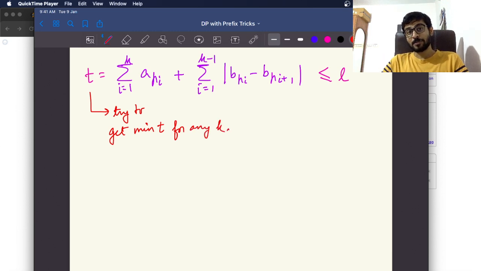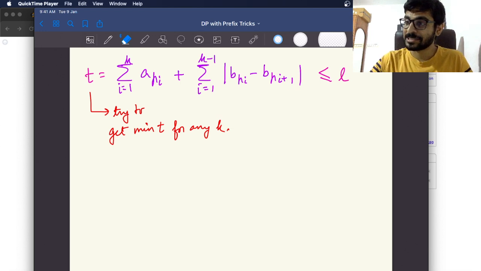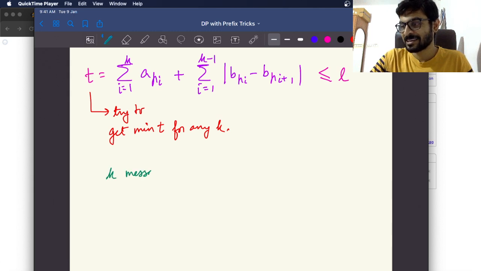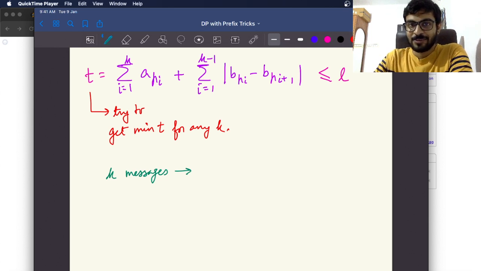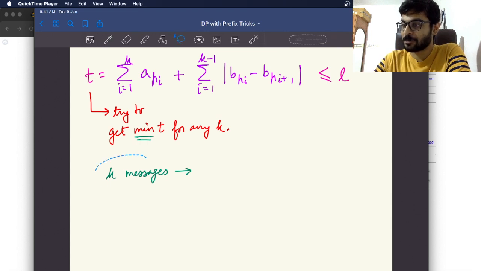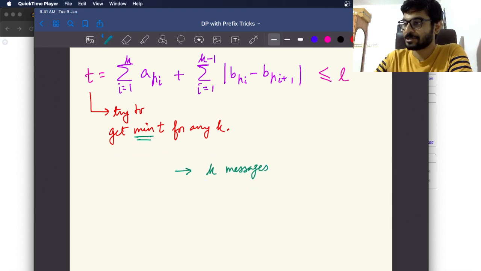So then what becomes the problem? The problem becomes that we can select K or K minus 1 or i number of elements, number of messages. So K messages, and we have to minimize the time. So here it is a minimization kind of a function. We have n messages in total, and we have to select K messages out of that.